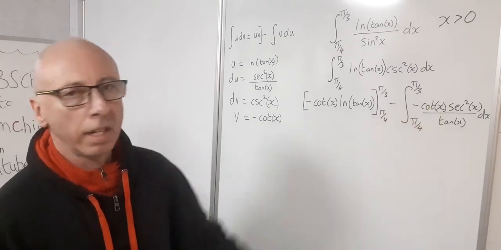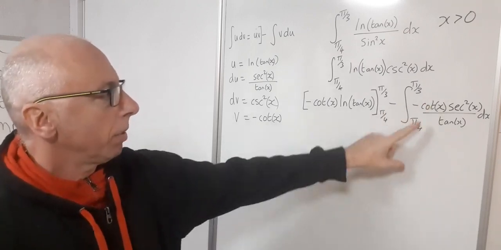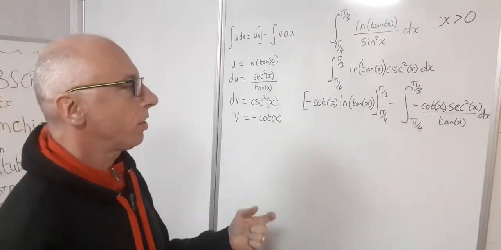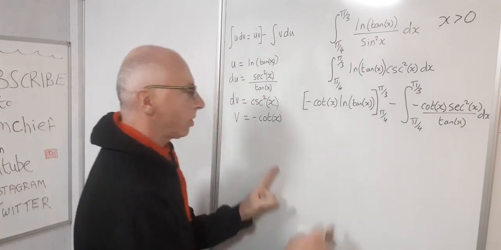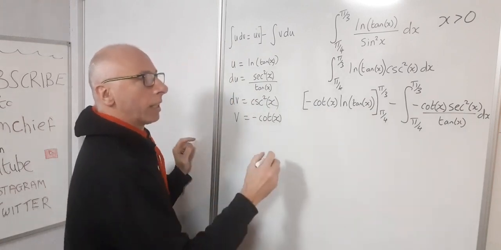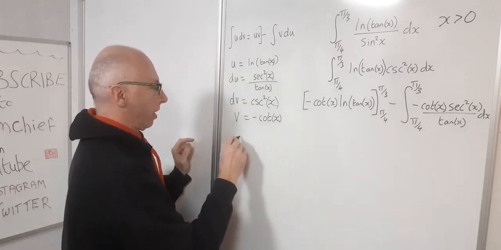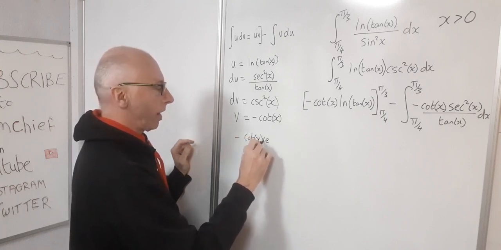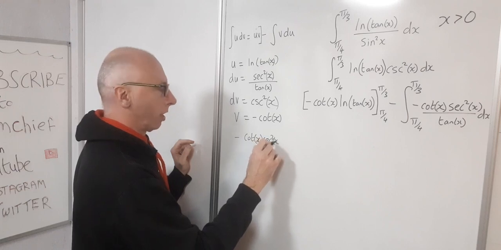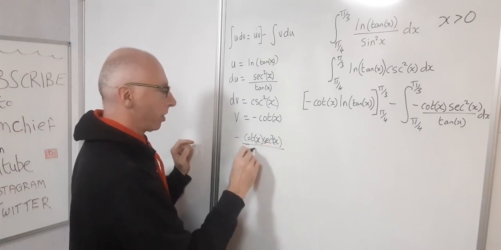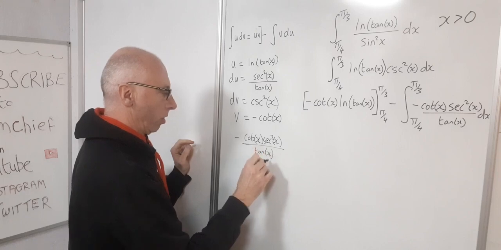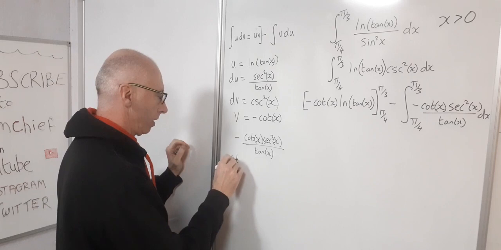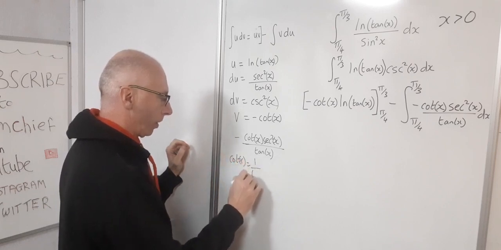This one here is looking a little bit of a mess, but I see I've got cotangent here and I've got tangent here. So let's just try and break this apart a little bit. Let's just do some little scratch work here. So negative cotangent x times secant squared of x divided by tangent x. Well, cotangent x we know is simply 1 over tangent x.